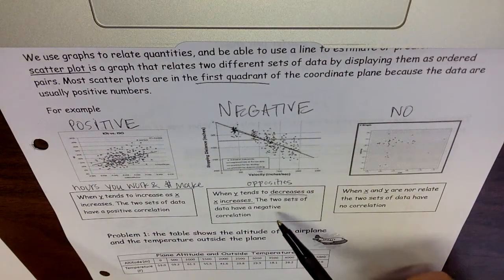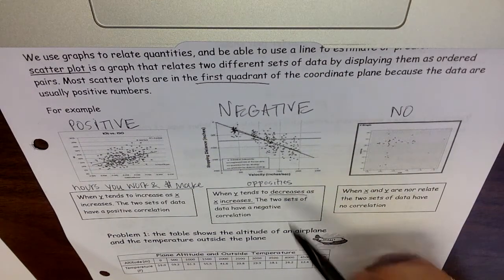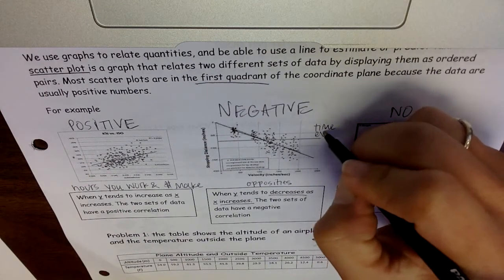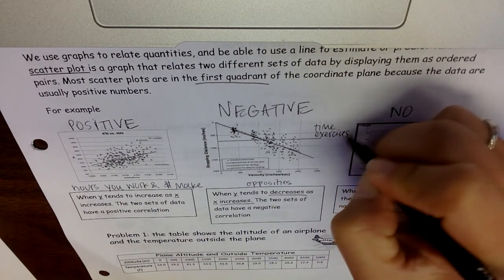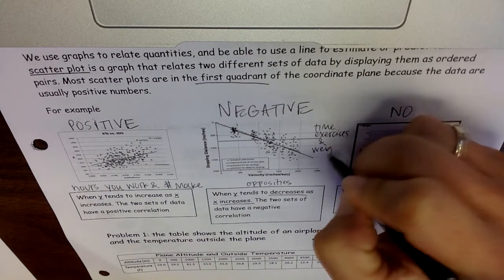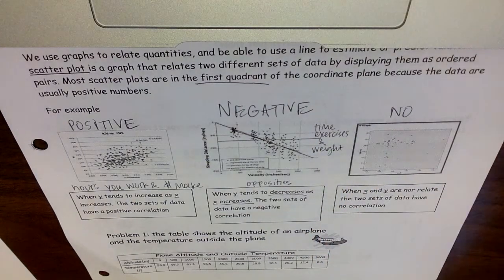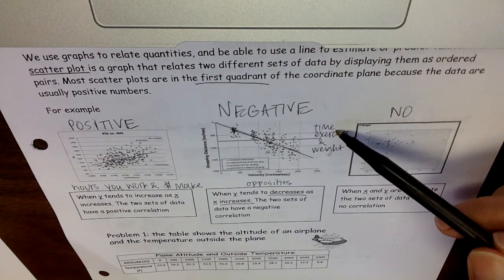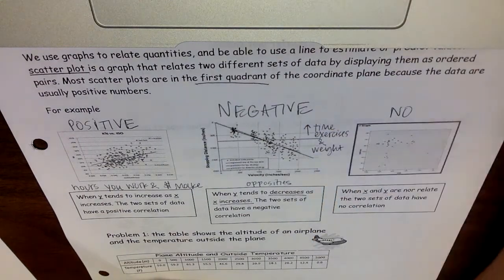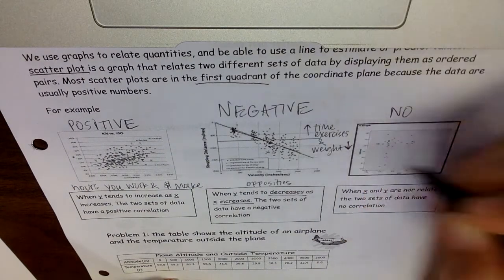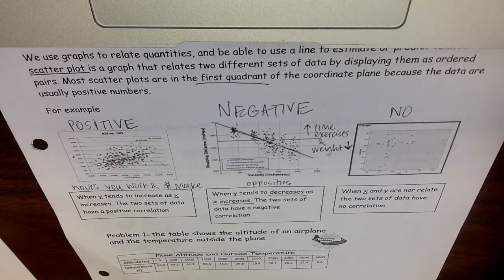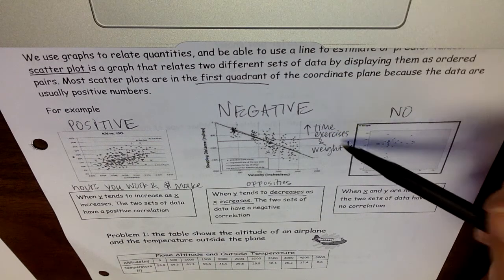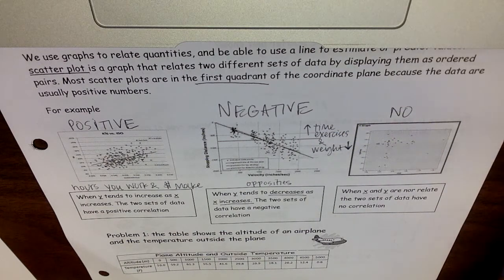A negative correlation means one has to increase and one has to decrease. So for this example, you could say the amount of time exercising and someone's weight. Now again, this is theoretical, but in theory, if you increase your exercise, as this increases, your weight would decrease as a whole. If someone exercised more and ate the same, then their weight would decrease. This would be a negative correlation.